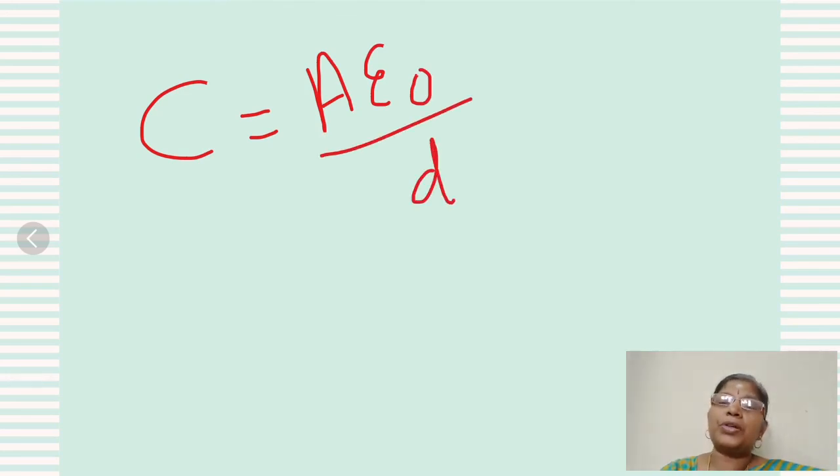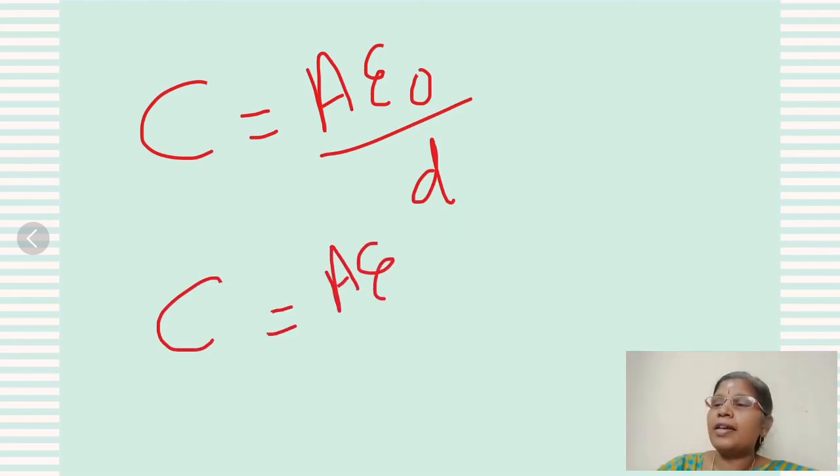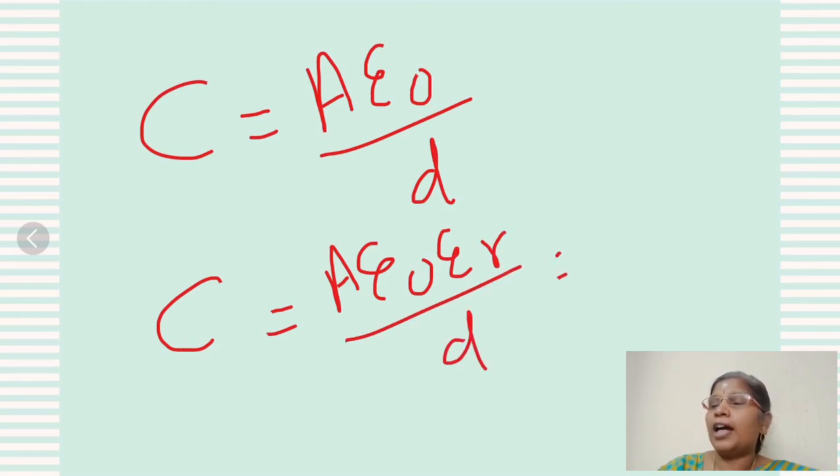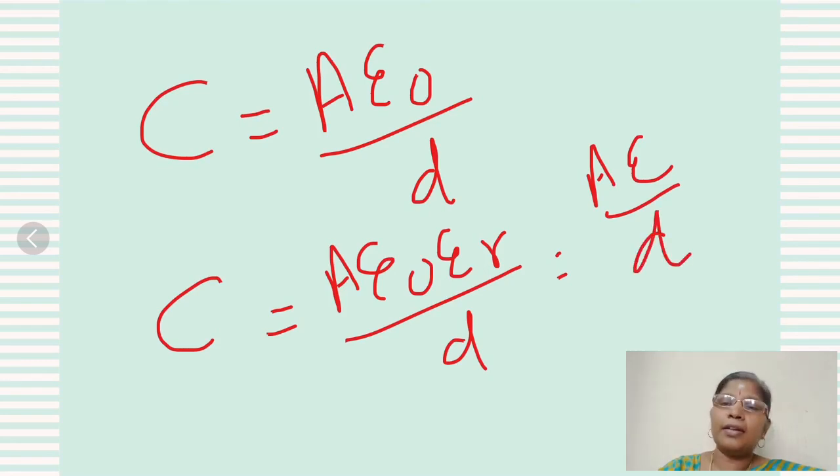So, when air is the medium, the formula for a parallel plate capacitor is C equals A epsilon 0 divided by D. If any medium is present, the formula is A epsilon 0 epsilon R divided by D. Otherwise, the formula is A epsilon divided by D.